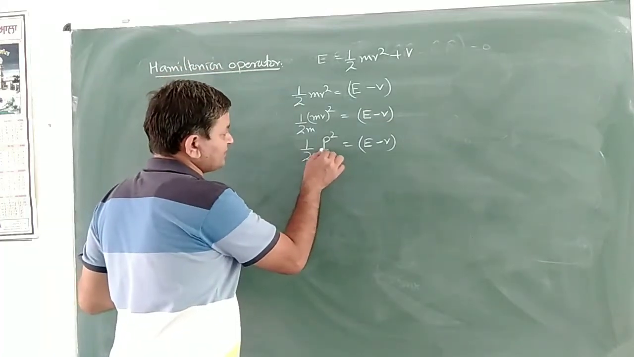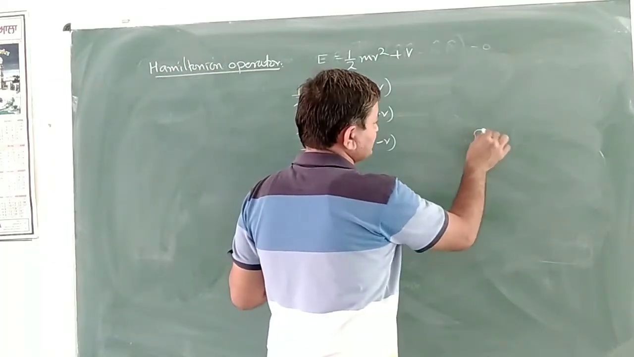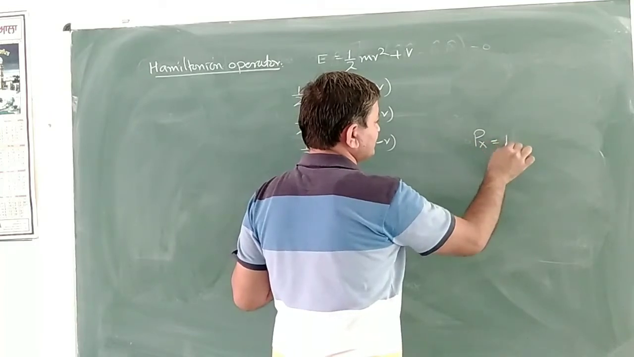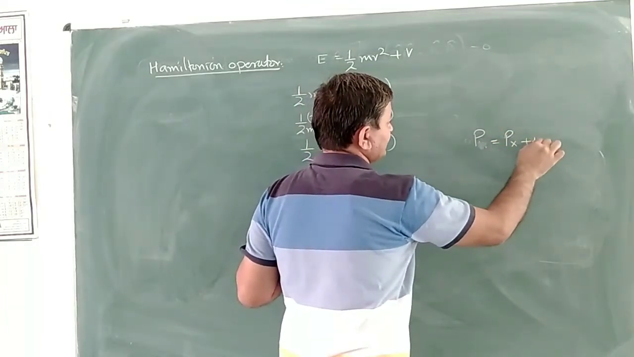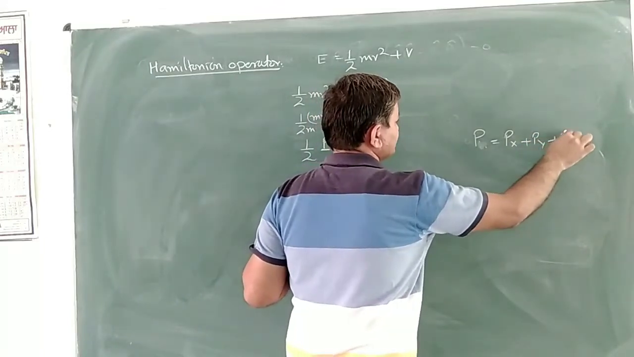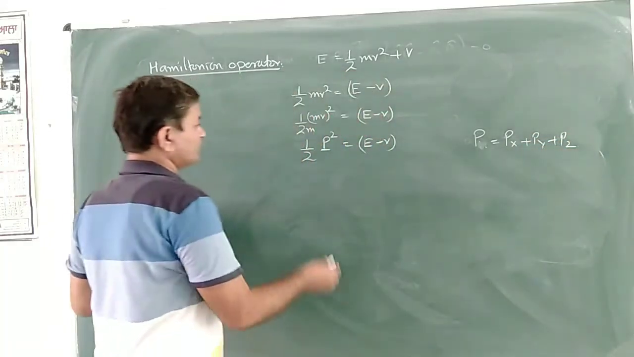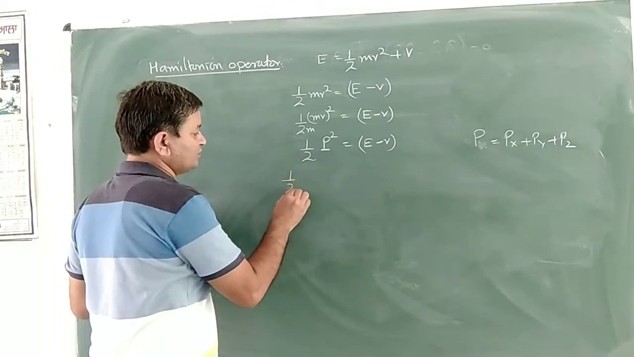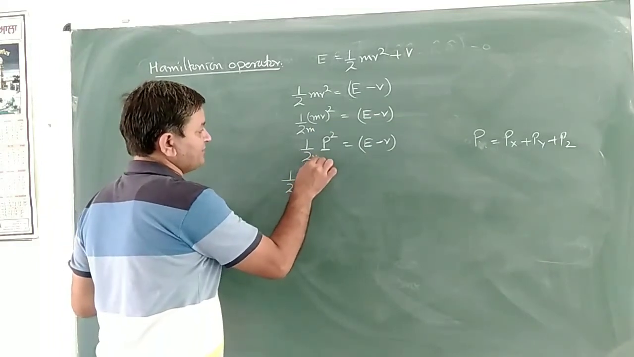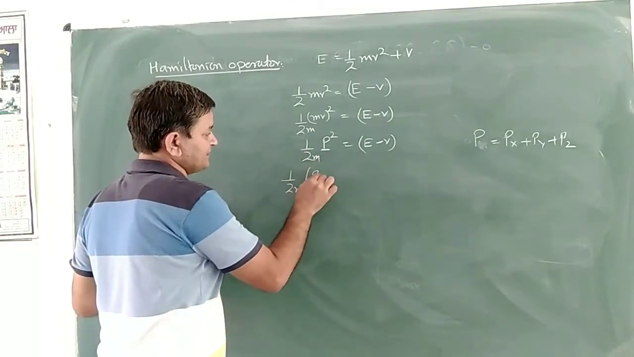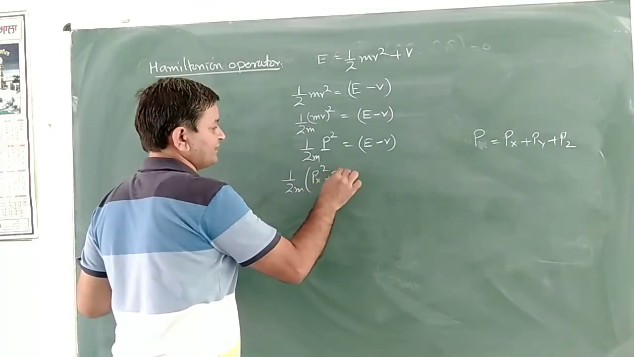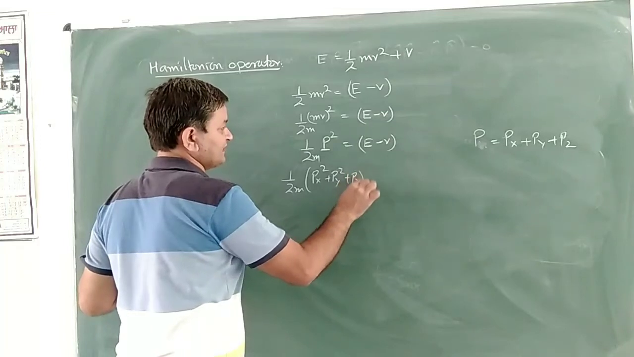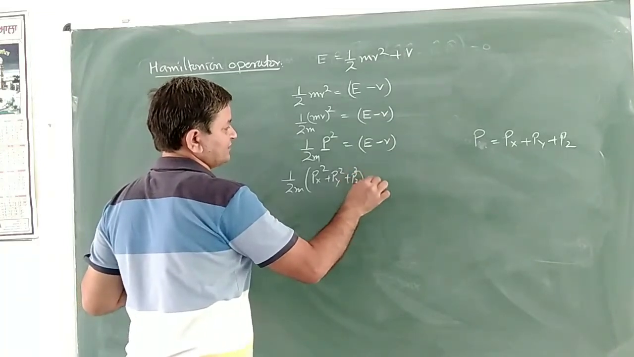Here P is called the momentum. If we discuss this momentum in three different directions, Px, Py and Pz, then it is 1 by 2m times Px square, Py square and Pz square.